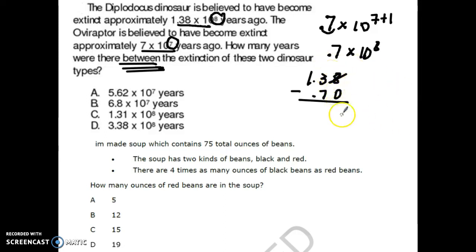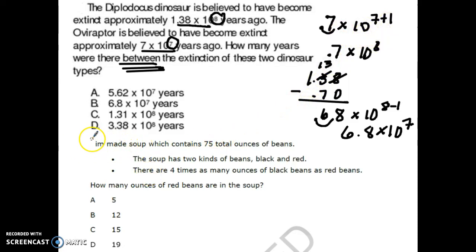Okay, so that gives me 8. Goodness gracious. That gives me 13. That gives me 6. So 0.68 times 10 to the 8th power. But this is not in scientific notation because the multiplier is less than 1. So I need to move the decimal and subtract 1 from the exponent. So it's 6.8 times 10 to the 7th power. Please remember that. If you're subtracting, hint, hint, you will see that.